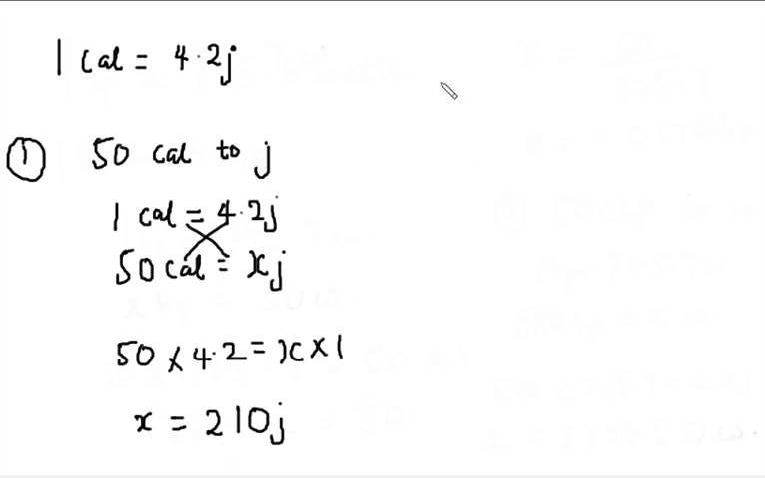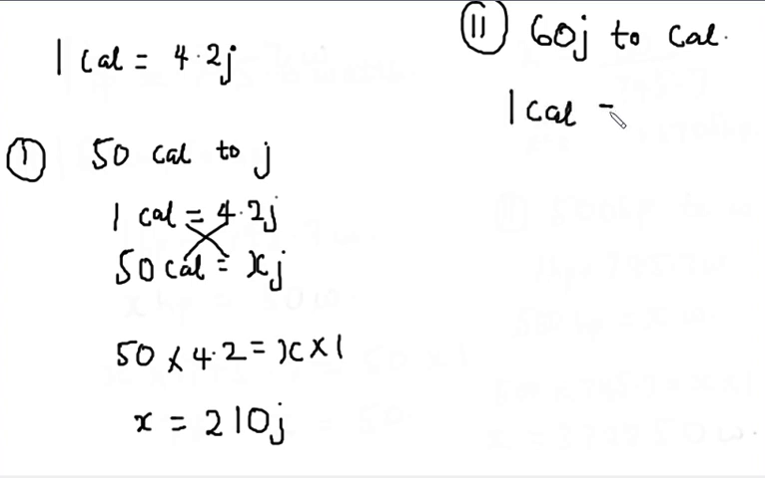Now, say you were given an example to convert from 60 joules to calories. Okay, so you might want to pause the video and try to solve it yourself. The idea would still be the same thing. You're going to be saying 1 calorie is equal to 4.2 joules. So this implies that for x calories, since we do not know the equivalent amount of 60 joules in calories, I'm going to be presenting it by x. So this is equal to 60 joules.